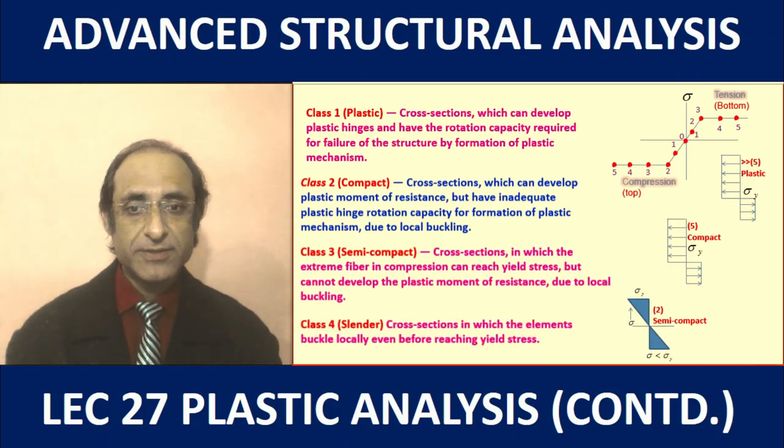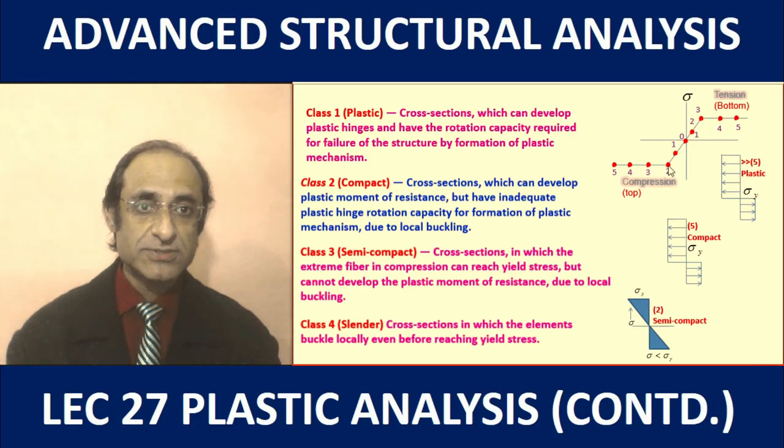And finally there is the slender section. These are the cross sections in which elements buckle locally even before reaching the yield stress, that is, they undergo failure even before we reach point number 2. Point number 2 corresponds to the semi-compact sections, and the slender sections fail prematurely, say at point number 1 itself.